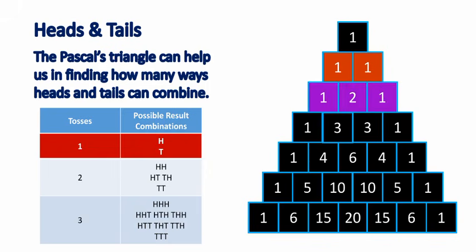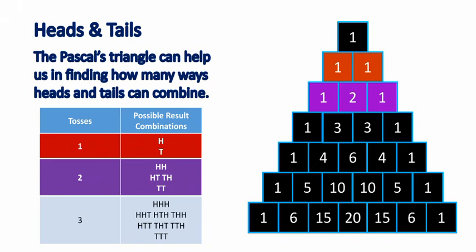These numbers in the Pascal triangle tell us about when we toss a coin twice that the probability of getting 2 heads is 1, the probability of getting a head and a tail is 2, and the probability of getting 2 tails is 1.